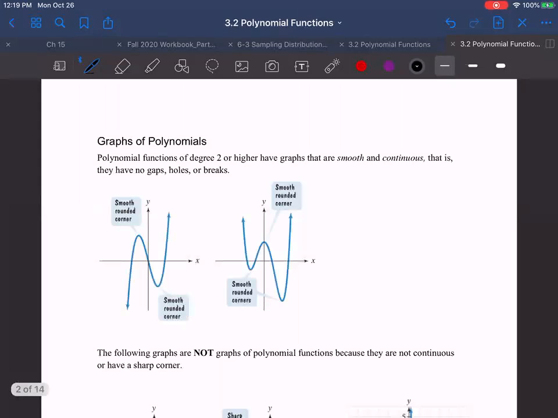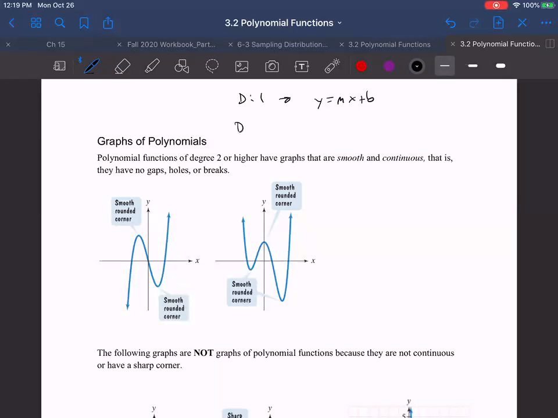Moving on, here we have graphs of polynomials. Whenever we have polynomial functions of degree 2 or higher, we have graphs that are smooth and continuous. Technically, any polynomial, even below degree 2, is always continuous, because any degree 1 polynomial is going to be like y equals ax plus b. That's just a straight line in slope intercept form, like mx plus b. That gives you a straight line.